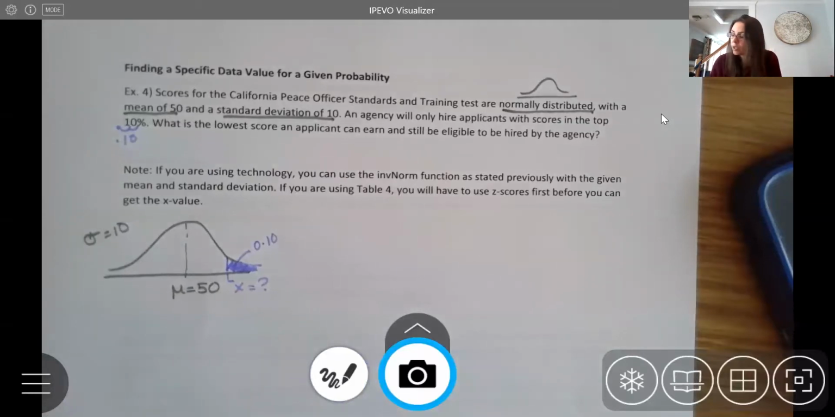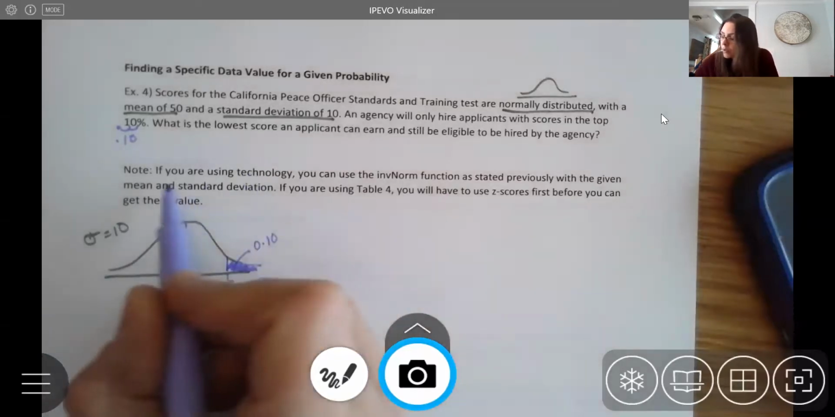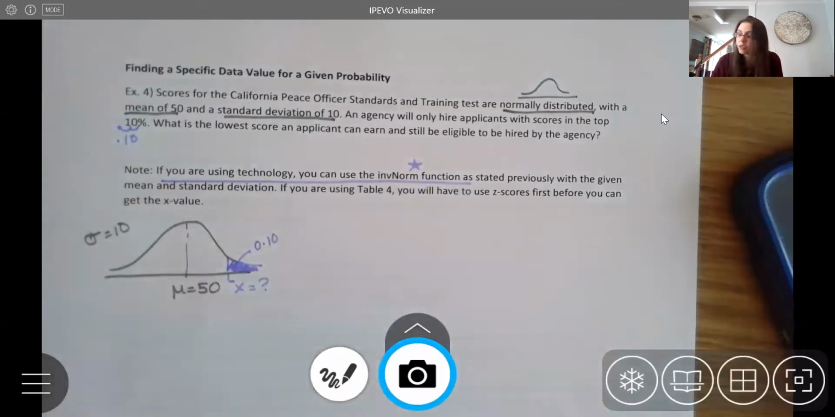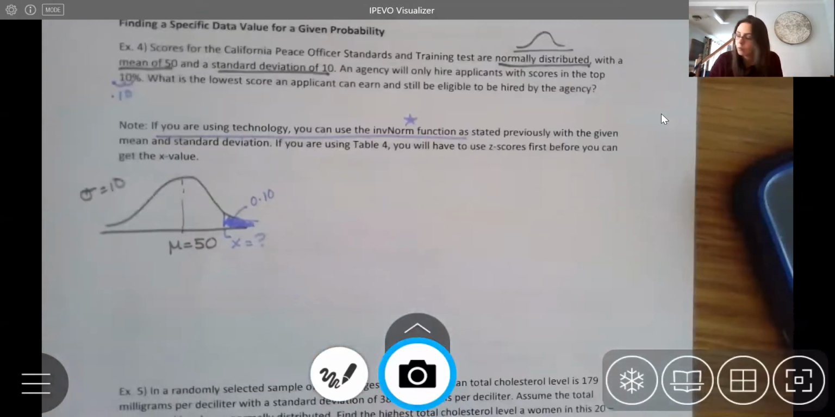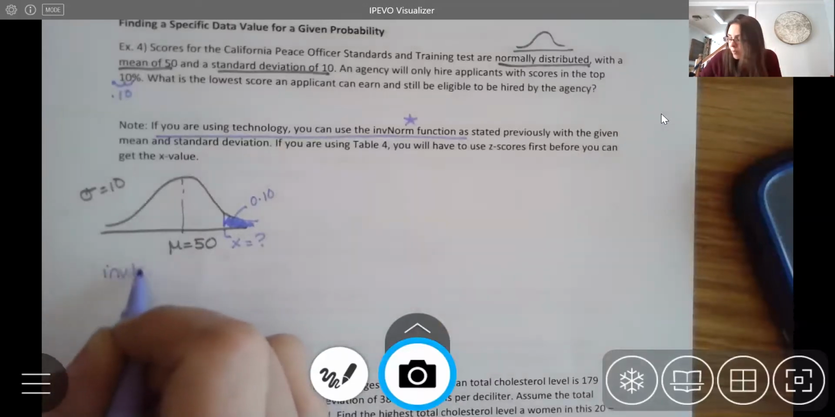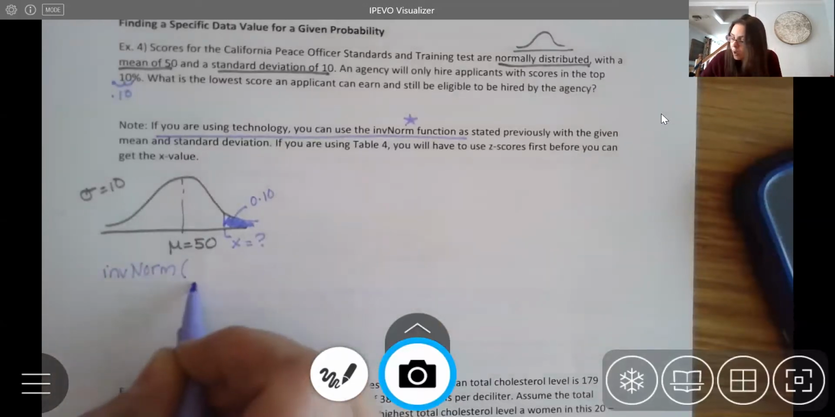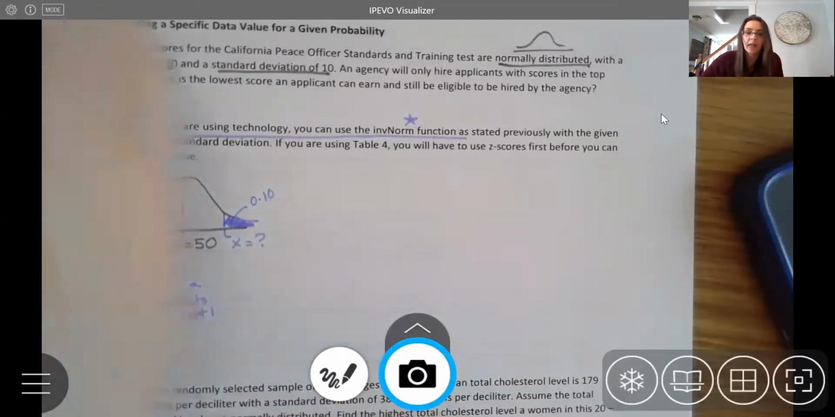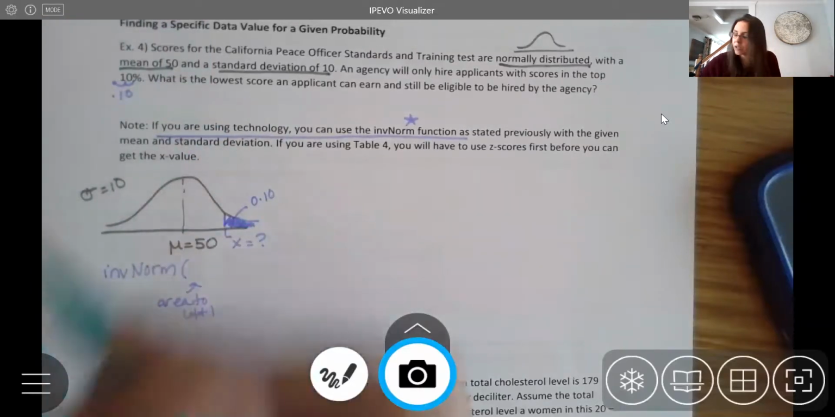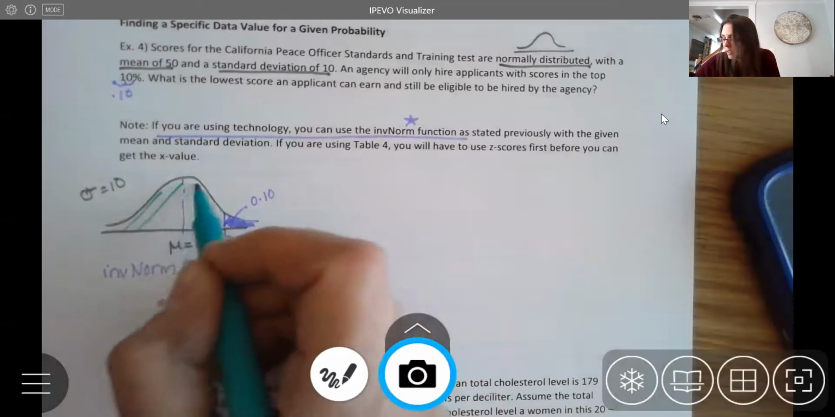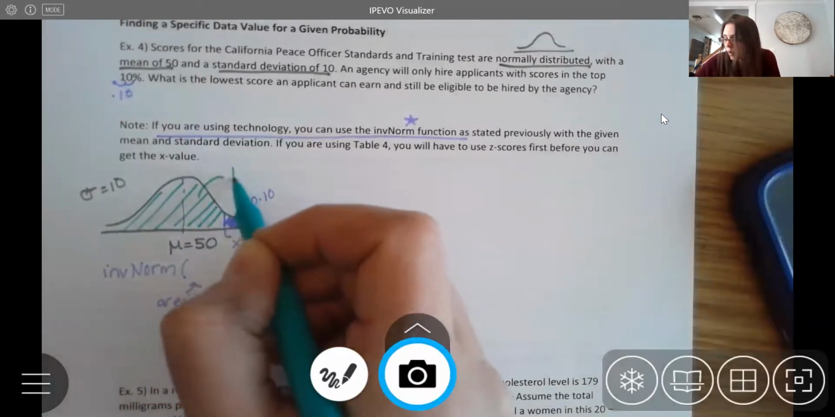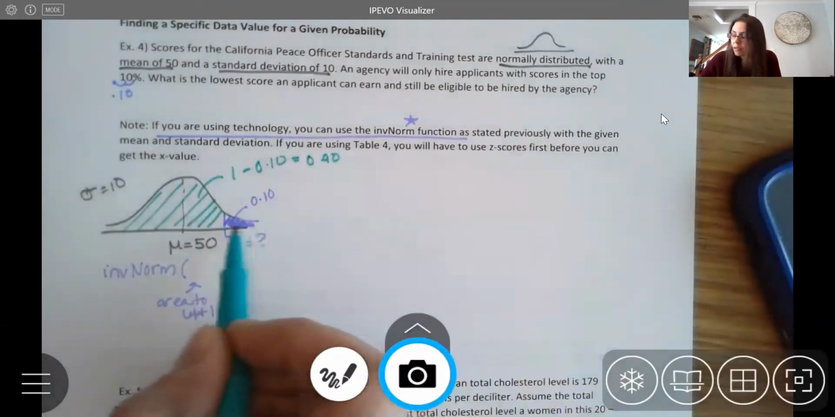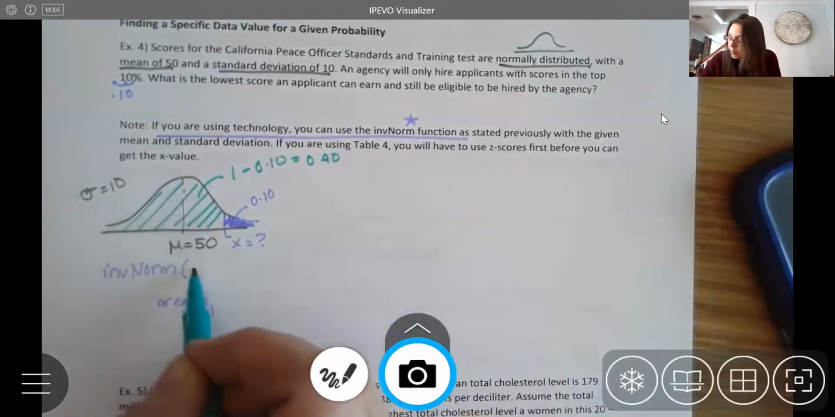Now, we can use technology or we can use the table here. If you're using technology, which is the easiest way to do it, you're just going to use that same inverse norm function that we used before. And remember, it's always the area to the left. So even though I know the area to the right of the cutoff mark, I need to actually input the area to the left. This area over here is 1 minus 0.10, or 0.90. If I have 10% to the right, I have 90% to the left. So I'm putting in 0.90 here.